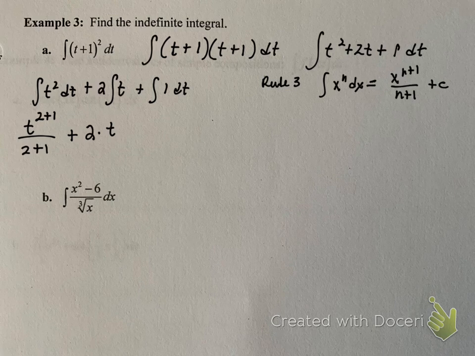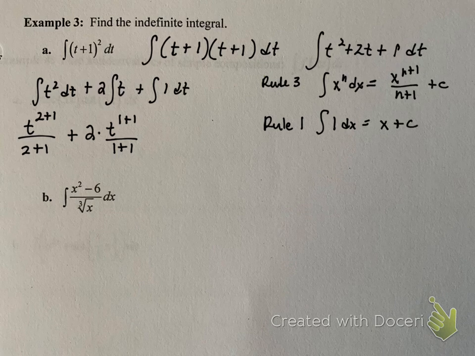So we're going to do t to the first power plus 1 all over 1 plus 1. And by the way, you can use rule 3 for any power except when it says to the negative first power. You can't use rule 3 for that. Okay, and then rule 1. Rule 1 we're going to use on that last bit because integration of 1 dx equals x plus c. Okay? So in this case, we're dealing with t's, so I'm going to put plus t, and then I'm going to tack on the c to the end.